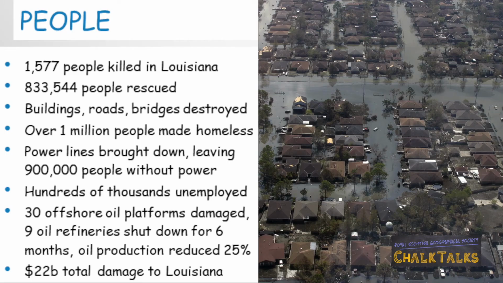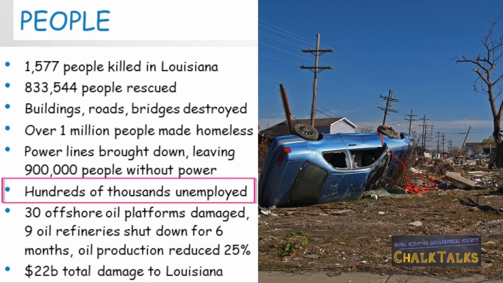Most obviously, over 1,500 people were killed by the hurricane in Louisiana alone, mostly as a result of flooding that resulted from the storm surge. Over 800,000 people had to be rescued, whether that was from rooftops by helicopters or by boat. Buildings, roads and bridges were destroyed, and over 1 million people were made homeless. Power lines were brought down, leaving nearly 1 million people without power, and hundreds of thousands of people were made unemployed.